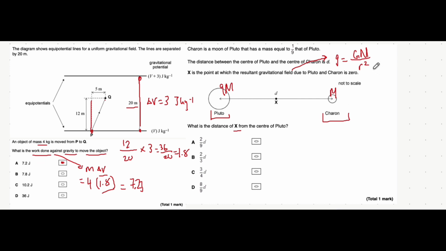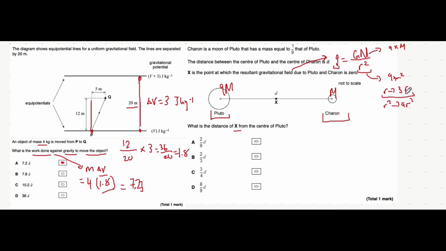Let's think about this a little bit. So if the mass is 9 times as large in Pluto and the gravitational constant is constant, in order for this gravitational field strength to be constant so that the resultant is 0, the square of the radius has to be 9 times as large so that the 9 and the 9 can cancel out, giving you GM over r squared again. In order for the square of the radius to be 9 times as large, the radius itself has to be 3 times as large, because if you square both sides from here, 3 squared is 9 and r squared is just r squared.